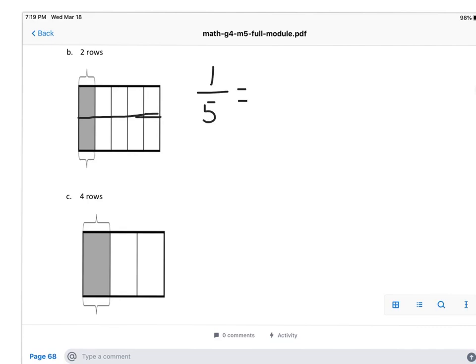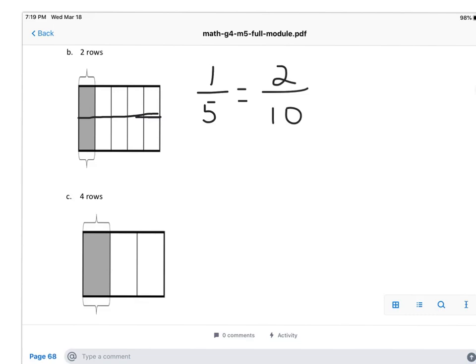And now that's equivalent to how many pieces? Well, now there's 1, 2 that are colored in out of 10. 1, 2, 3, 4, 5, 6, 7, 8, 9, and 10. And those are equivalent. All I did was break those pieces into smaller bits or decompose them.